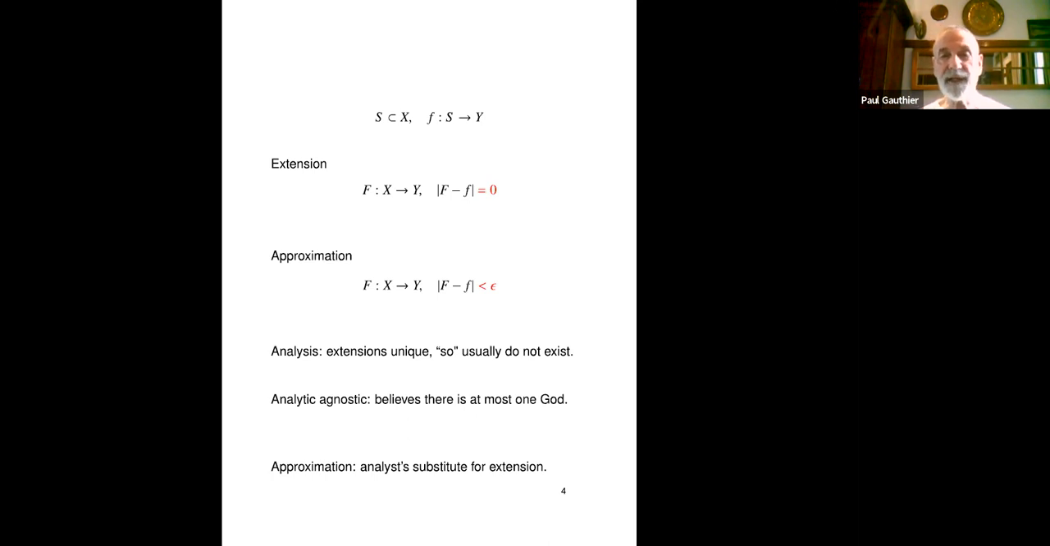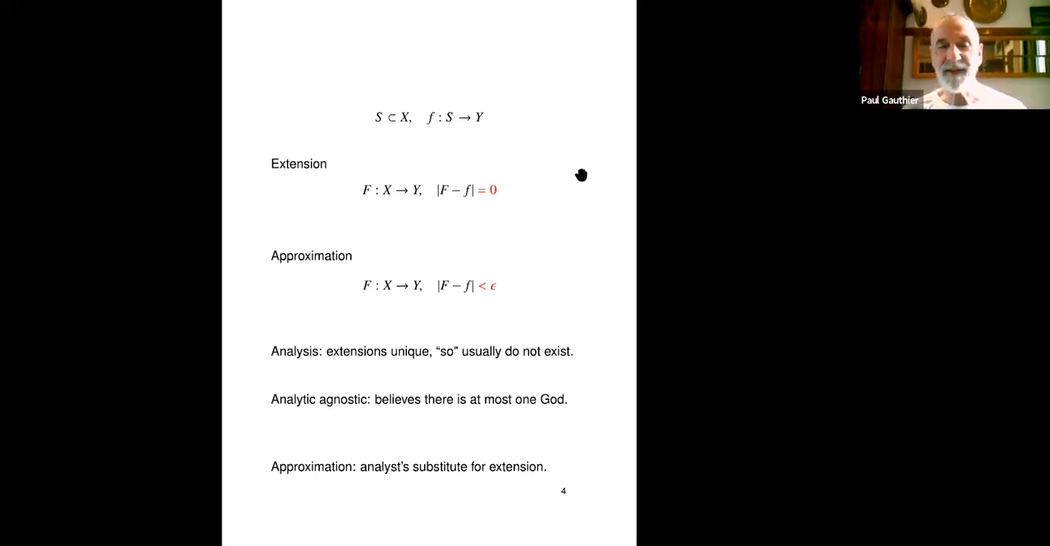For me, approximation is related to extension. If you have a subset S in X, and you have a function f defined on S to some space Y, extension means find a function capital F on the bigger space X to the same space Y, which equals little f where little f is defined, namely on S. Now, approximation means that instead of being equal, it is close to little f. But in analysis, extensions are usually unique, and so usually they don't exist.